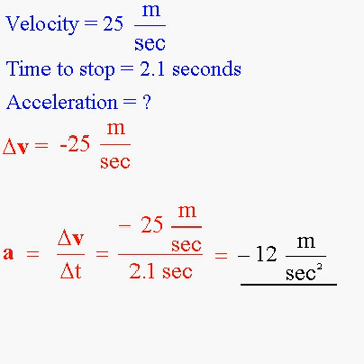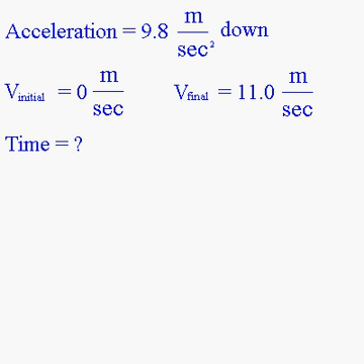All right, well, let's move on to the second part of the example. In that part of the example, we're told that a ball is falling, and we're told the acceleration is 9.8 meters per second squared down. The initial velocity of the ball is 0. The final velocity is 11.0 meters per second, and the question is, what's the time? Well, once again, to solve this problem, we're going to use equation 1.3.